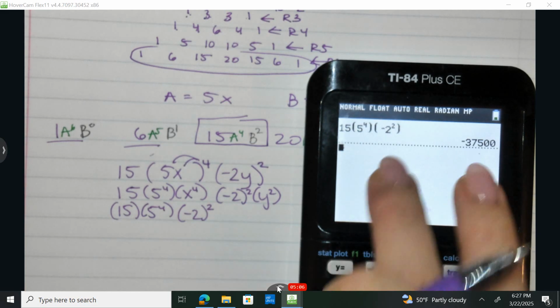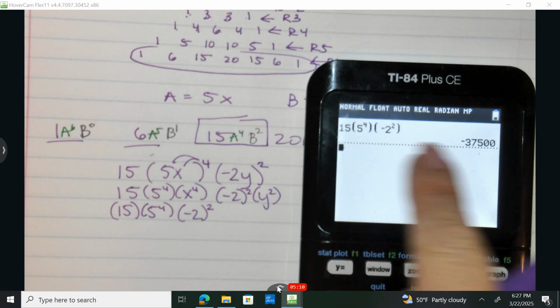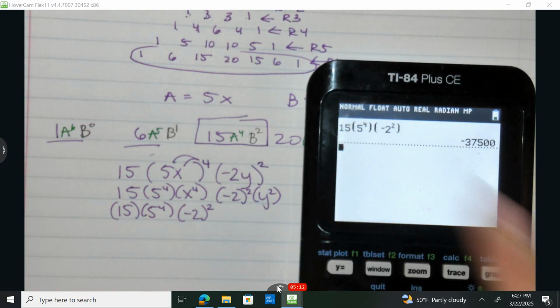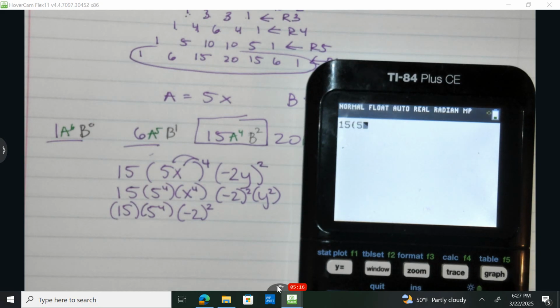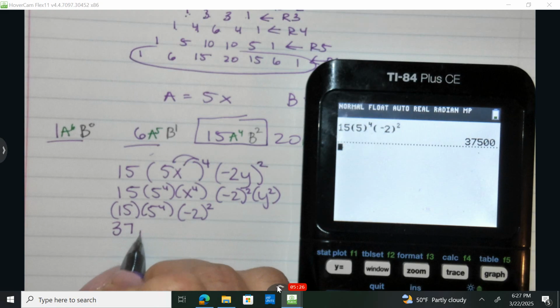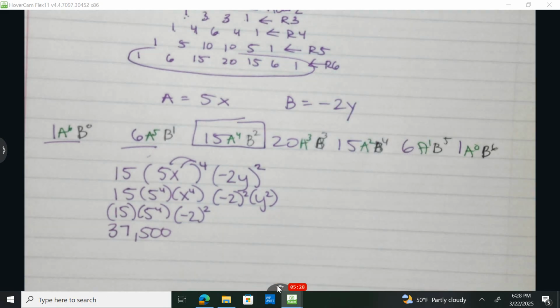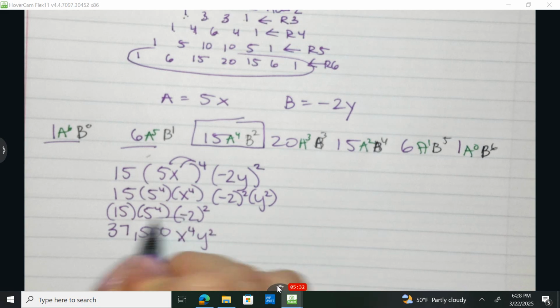And you could, oops, sorry, this is wrong because I didn't put the square on the outside. That is why it's wrong. Does everybody see how I did not put it on the outside? I should have done that for both of them. Let me go back and demonstrate the correct way to plug this in. So it's 5 raised to the 4th, and this is negative 2 squared. And now you can see I have the correct answer. So that's very important. Okay, 37,500. Now let's look at the variables. We have x to the 4th and y to the 2nd.